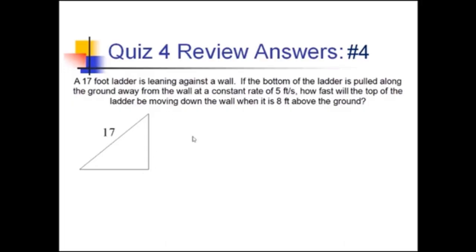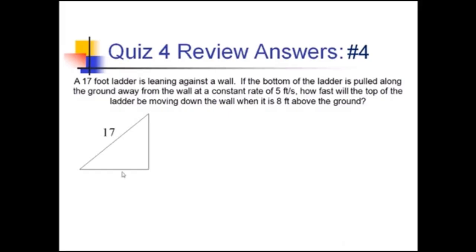We have some instant values. This 8 is an instant value, as opposed to the 17, which the ladder's always 17 feet. It's not always 8 feet above the ground. So this is a related rates problem. I'm going to get some more variables, write an equation that ties all of this together, and then see if I can solve for the rate of change that I'm looking for.